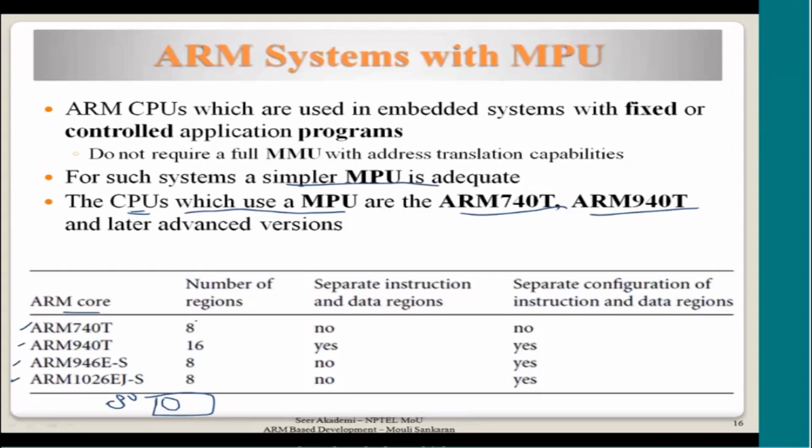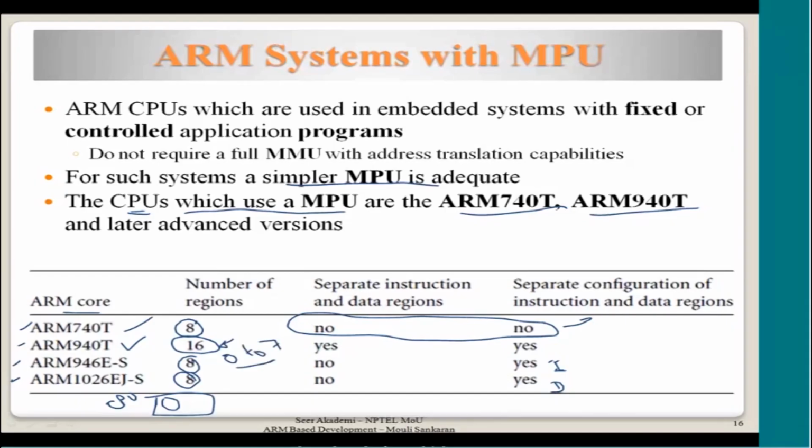Now they may have a number of regions. Most of them have 8. The regions are memory regions, which can either be configured separately as an instruction region and a data region, or they can't be. In that case it's a common area for both instruction and data. There is one which is unique, the 940, which has 16 cores, but still the numbering of these regions is always 0 to 7.